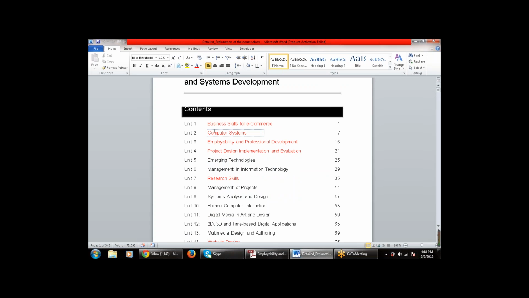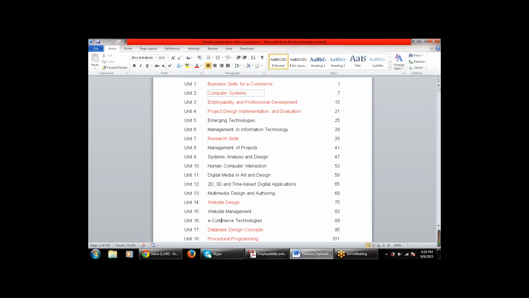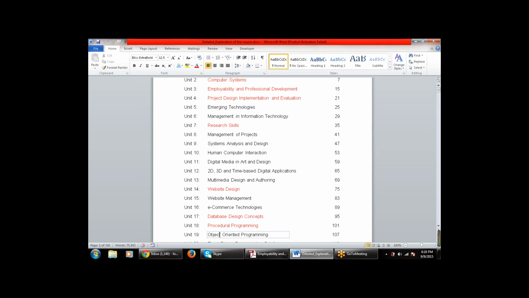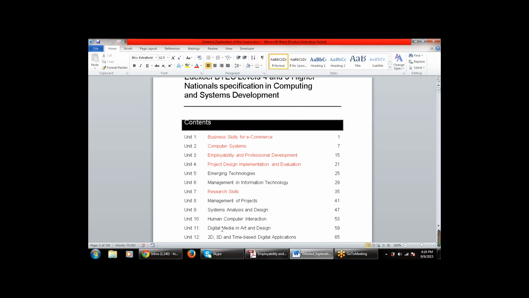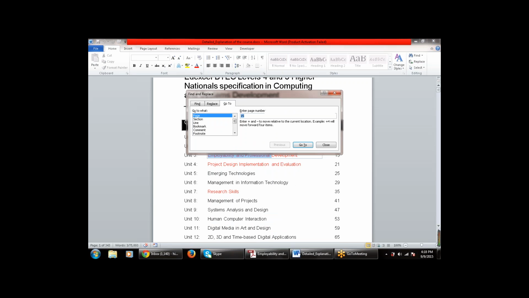And we are finished with business skills, computer system management, system development, website design, multimedia design, database design concepts, procedural language, object-oriented language. So we have finished with various modules. So let's move to this module. What is the main content in this module?